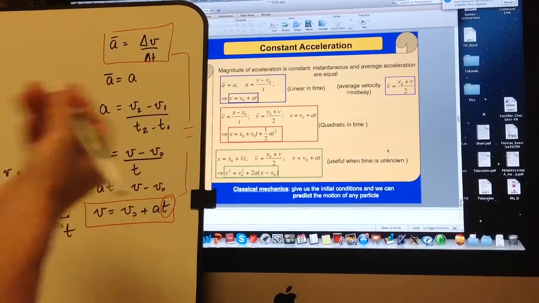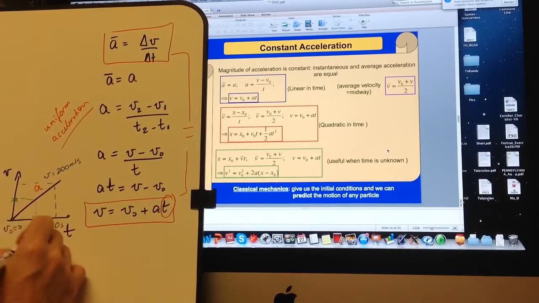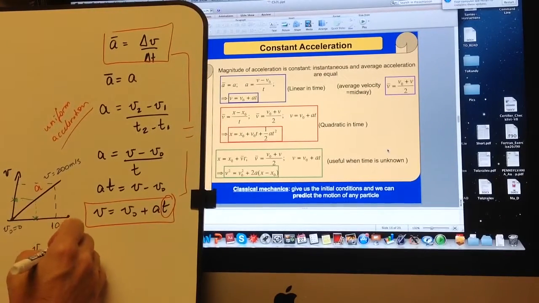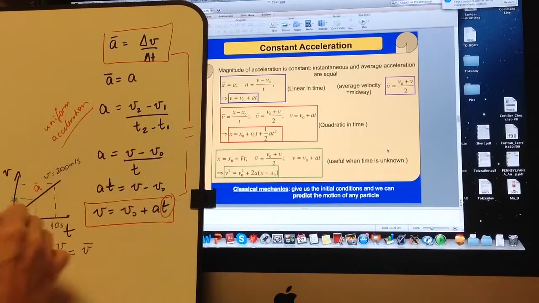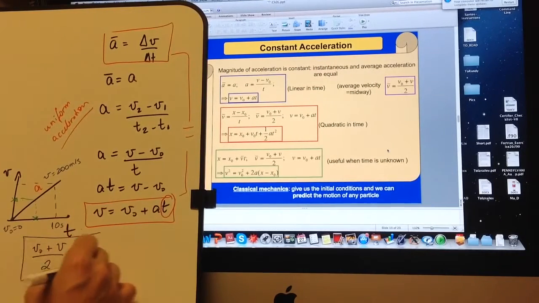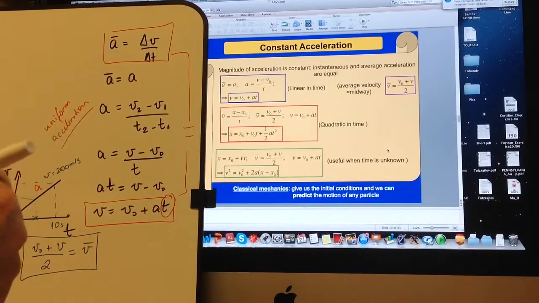So what is the midpoint there? Well, the midpoint is just v naught plus v divided by 2. So the average velocity in the scenario where the velocity changes at a constant rate is just initial plus final divided by 2. So in this particular case, between 0 and 200, it would be just 100. Alright, so this is what this equation is saying.